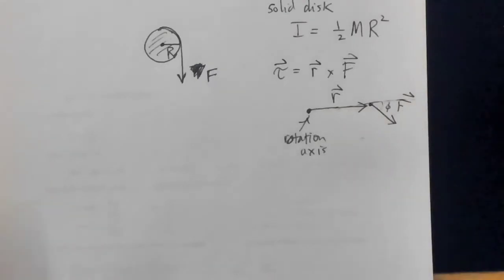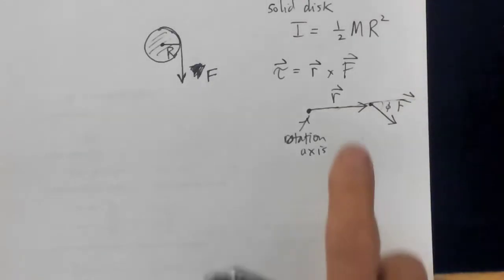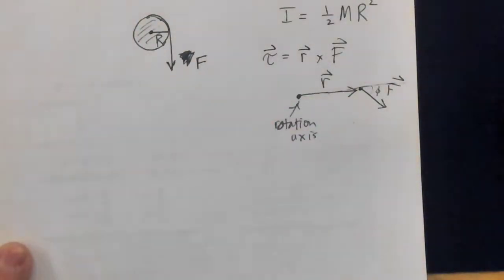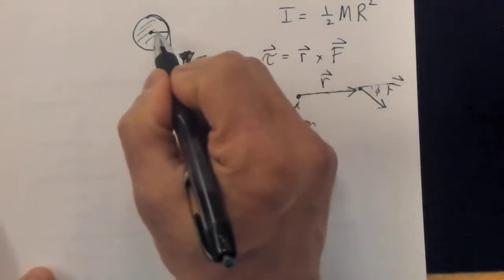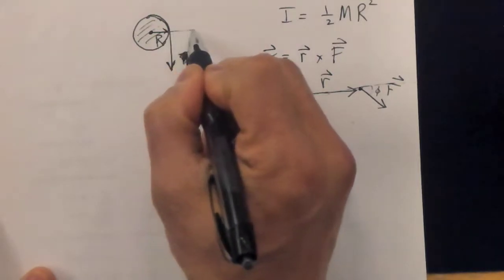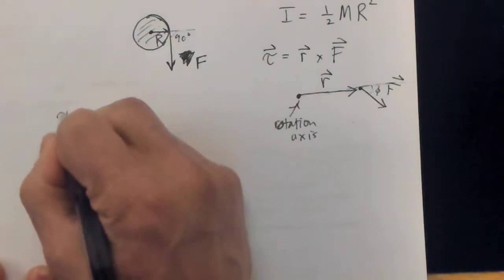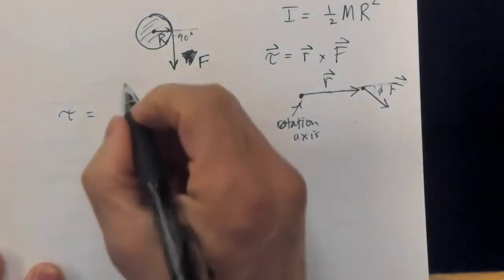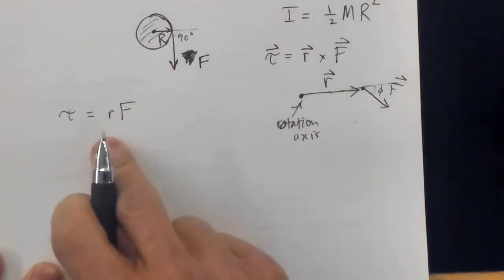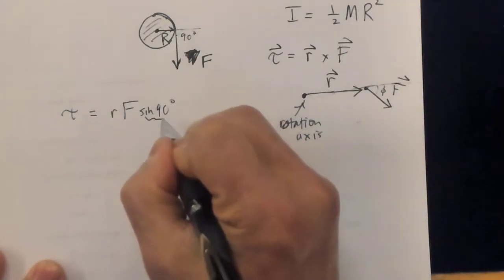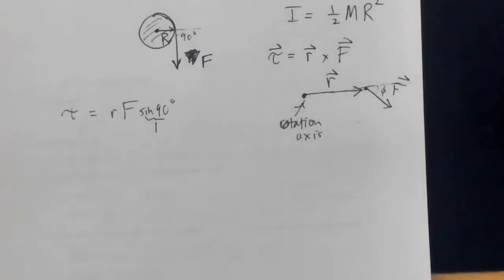If you want to get the angle between the two, you can use that to get the cross product. But in this case, what is the angle between R and F? 90 degrees. So this is my R, and there's going to be a 90-degree angle here. So when I get the torque due to this force, it'll be the magnitude of R times the magnitude of F, times the sine of the angle between them, but sine of 90 is 1. Everybody's with me so far?